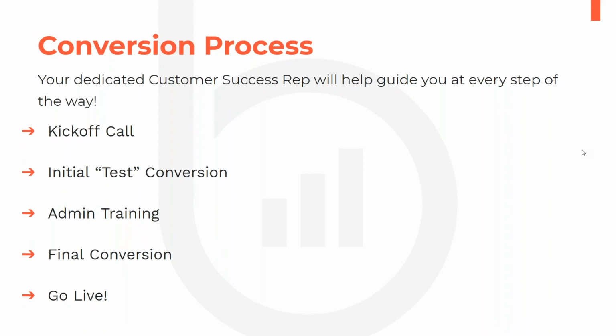So once you decide the time is right to make the conversion, you actually get a dedicated customer success rep. They're going to guide you every step of the way. They're going to make sure that they've got your goals in mind for not only functionality, but also timeline. It all starts off with a kickoff call. About 15 or 20 minutes, just a quick introduction to make sure everyone's lined up, make sure things are going in order. After that, we'll run an initial test conversion.